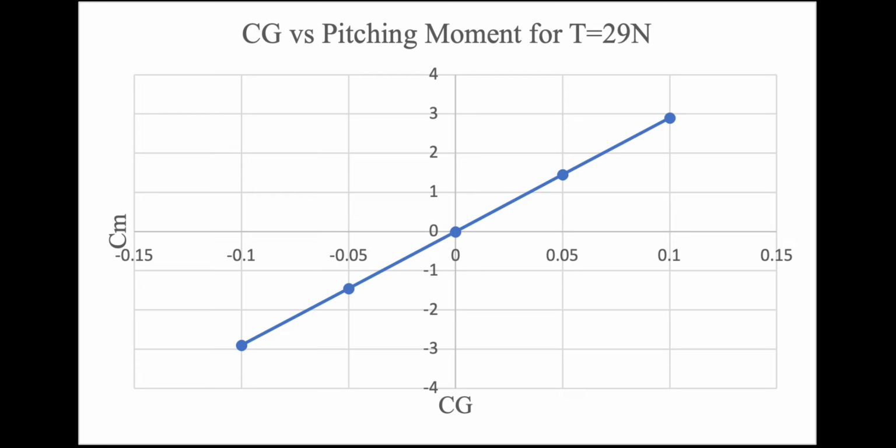The figure on the screen shows that in order to achieve a zero thrust pitch coupling, the vertical position of the CG must be at the 0 point, which is level with the thrust line.